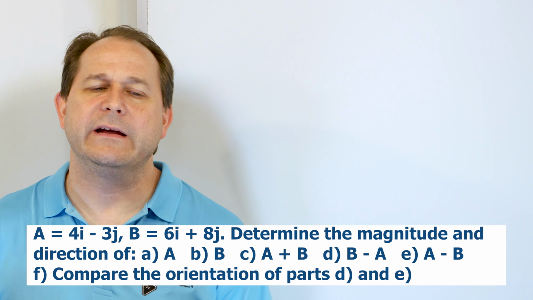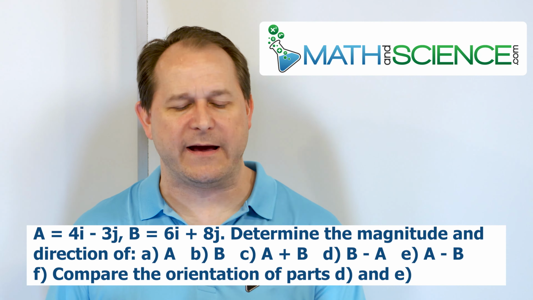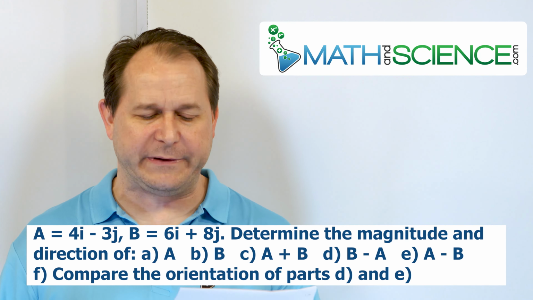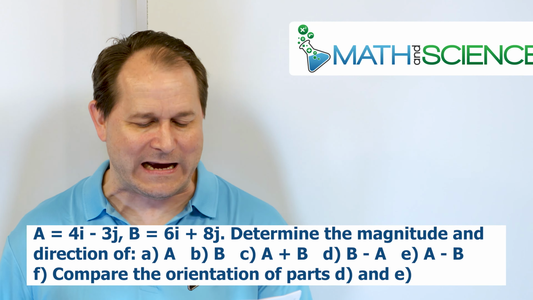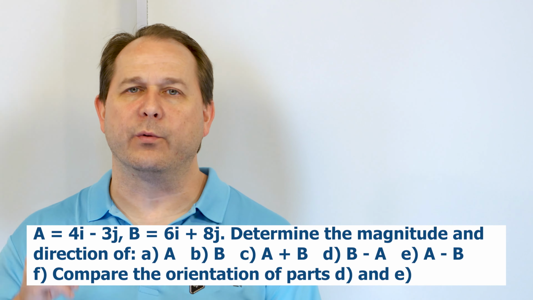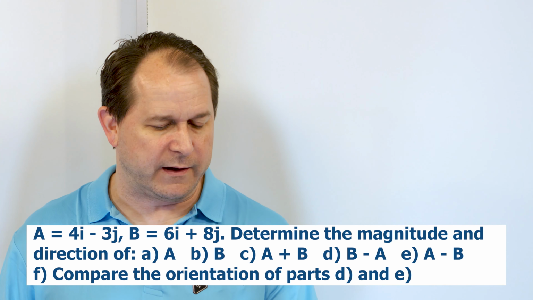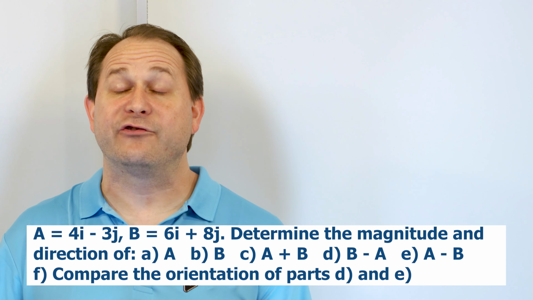So here we go. In unit vector notation, we have the two vectors, a and b. Vector a is 4i minus 3j. Vector b is 6i plus 8j. So we're given the two vectors in unit vector Cartesian notation. And here's the actual question.